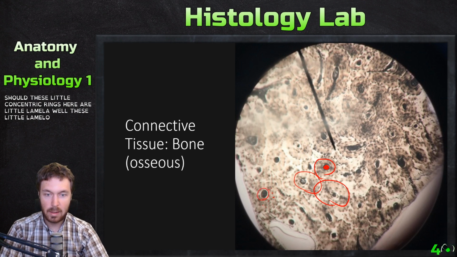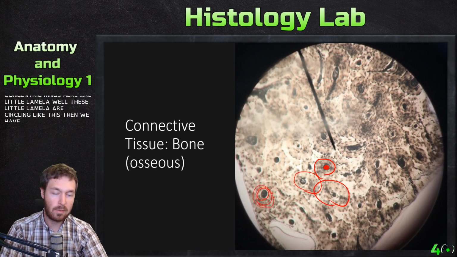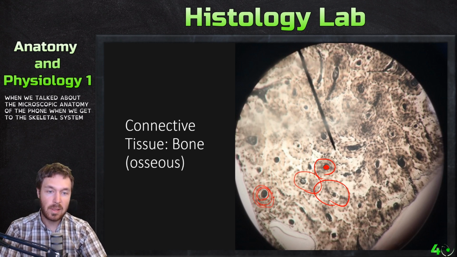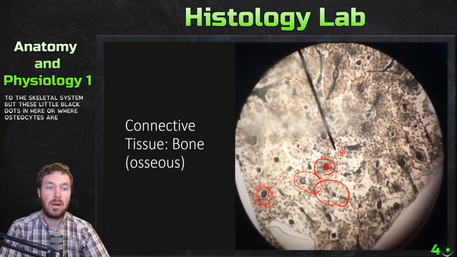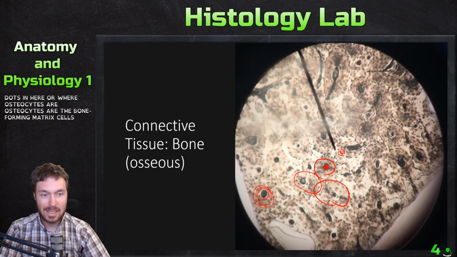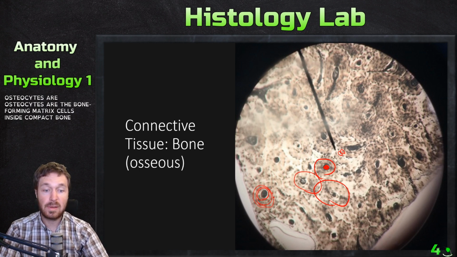These little lamella are circling like this, and then we have other rings. We'll talk about these more when we talk about the microscopic anatomy of the bone when we get to the skeletal system. But these little black dots in here are where osteocytes are. Osteocytes are the bone-forming matrix cells inside compact bone. So this is an example of compact bone.